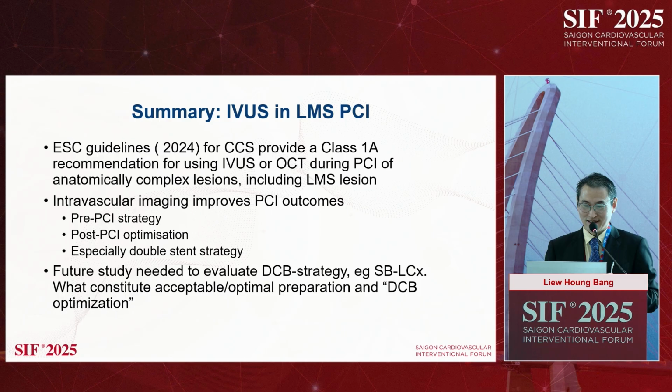So thank you very much. Final slide. So the guideline tells us we need to use IVUS. It's evidence-based. It's class 1A. It's useful for pre, useful for post, particularly with two stents. And for the future DCB strategy, we need to assess whether we could accept a dissection, whether there's such a DCB optimization criteria. We need to do more research.